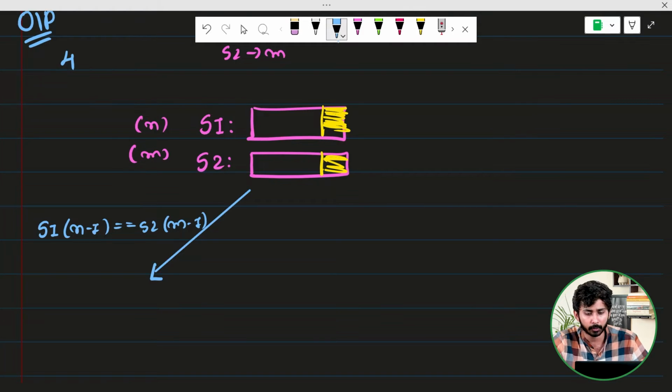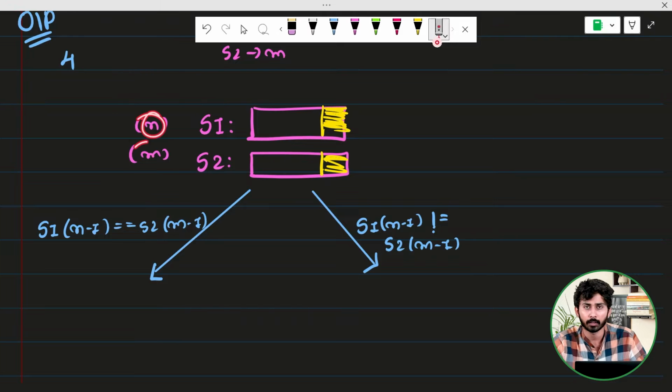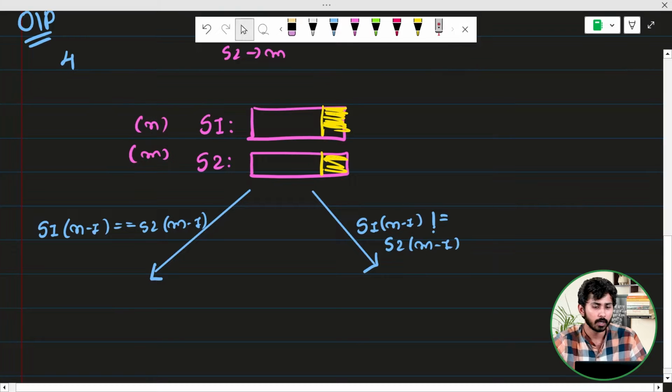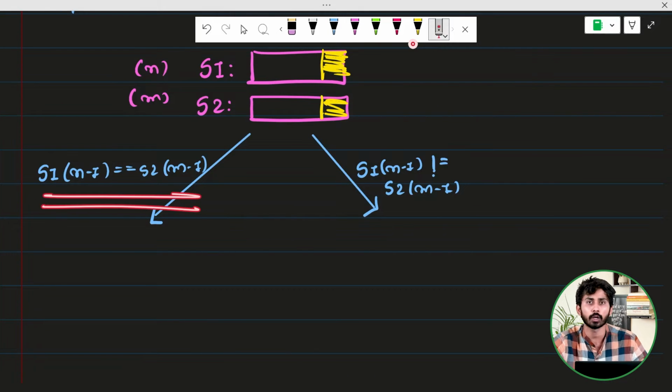And the other possibility that you can find is that the characters do not match. S1's last character, index n minus 1, is not equivalent to the last character of s2, index m minus 1. The length is n, the length is m. N minus 1 is the index of the last character of s1, m minus 1 is the index of the last character of s2. Now here, if these two characters are matching, then what can we do?